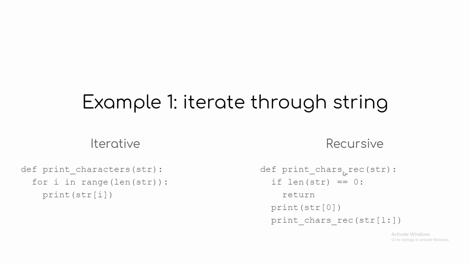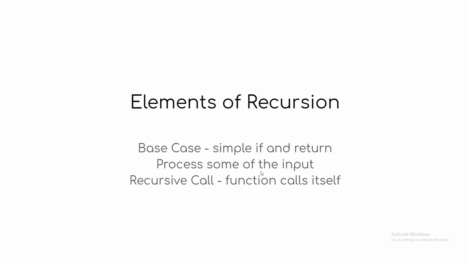The recursive approach would be something like this. If the length of the string is 0, just return, do nothing. Otherwise, print the first character. So that's what we're saying about processing some of the input.